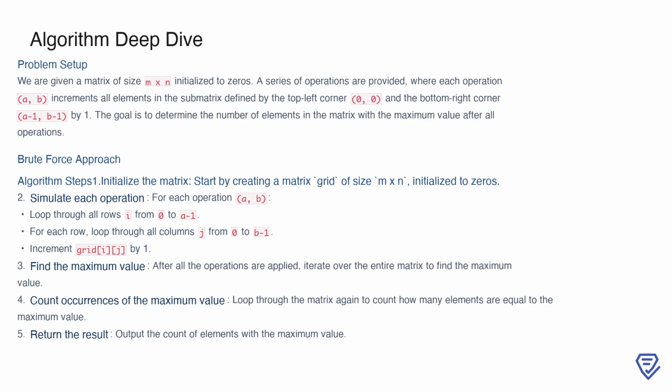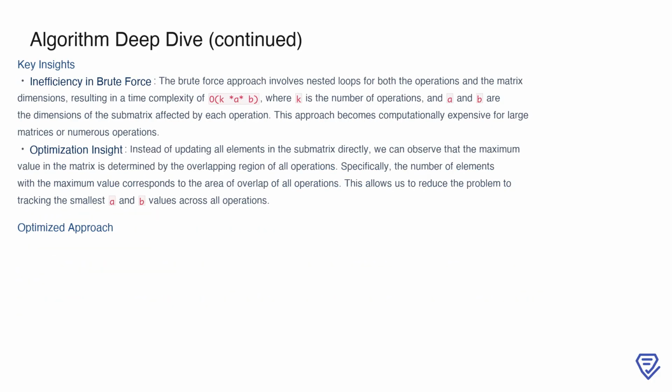While this approach is intuitive, it requires iterating over large portions of the matrix multiple times, which can become computationally expensive as the size of the matrix or the number of operations increases. The brute force approach, while functional, is inefficient because it involves nested loops over both the operations and the dimensions of the affected submatrices. This results in a time complexity of O(k*A*B), where k is the number of operations, and A and B represent the dimensions of the submatrix for each operation. For large matrices or a high number of operations, this can lead to significant computational overhead.